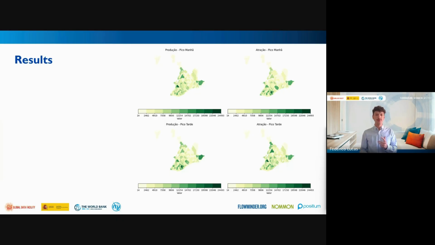Cross-analyzing these maps, if you draw a cross, you'll see the maps are quite similar. So that is production in the morning, attraction in the evening, attraction in the morning, and production in the evening. This clearly highlights the pendulum-like behavior of trips, especially in metropolitan regions where jobs are concentrated in the capital.